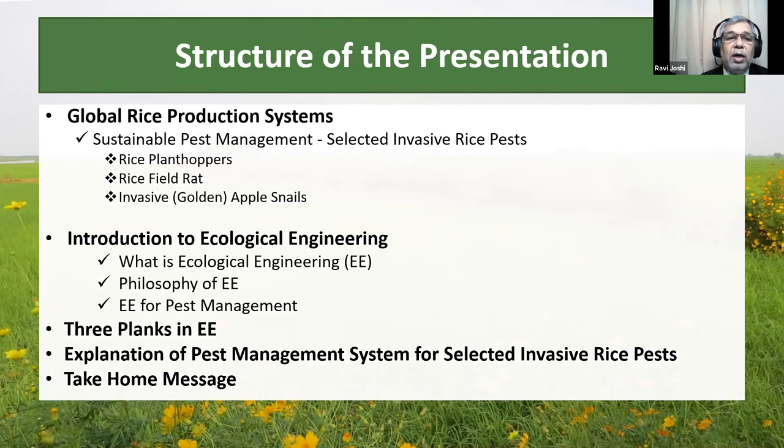Now we call it invasive. We do not call it golden apple snail because there is a lot of confusion about which snails we are talking about. Then the second aspect that I will talk about is a very basic introduction to ecological engineering, especially in rice pest management. So what is ecological engineering? What is the philosophy of ecology? And what is ecological engineering for pest management? And of course, a little about the description of the foundation or the pillars of ecological engineering. And then the examples of selected invasive species and a take-home message at the end of my presentation.